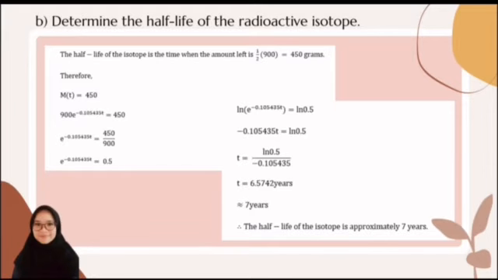Then we substitute into the equation from part A to get the value of t. After we substitute all the values, we will get the value of t equals 7 years. And then we can make the conclusion that the half-life of the isotope is approximately 7 years.